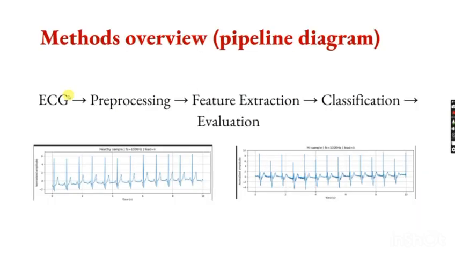Methods overview. This slide summarizes the overall pipeline diagram of our system. We start by considering the raw ECG signals, then applying some pre-processing steps to them. After that, we extract time domain features and apply machine learning classification, and finally we evaluate the model performance.